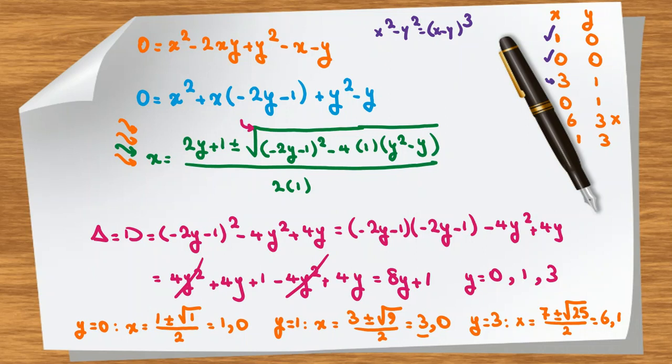x 3, y 1: left side 8, right side 8. Okay. This one, 0, 1: both sides will be negative 1. This one, left side negative 8, right side also negative 8. So 1, 0; 0, 0; 3, 1; 0, 1; 1, 3. We found 1, 2, 3, 4, 5 answers.